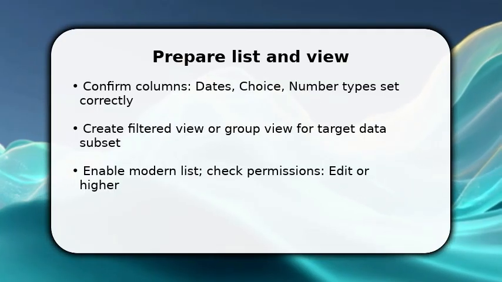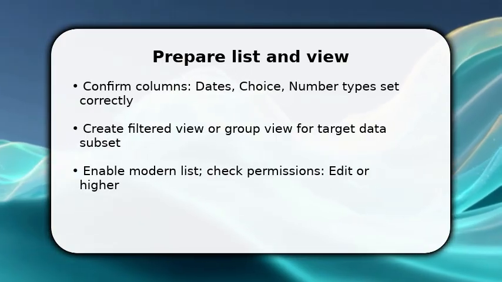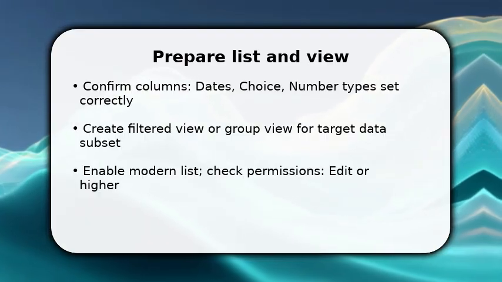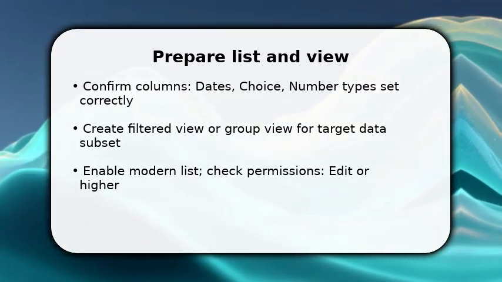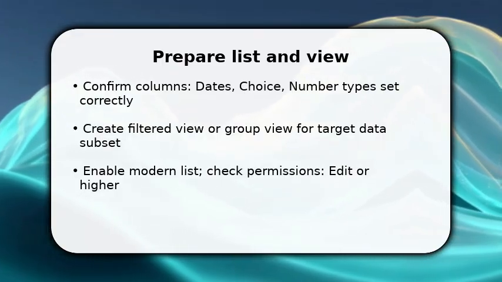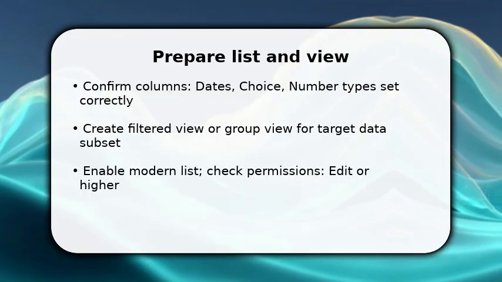You begin by verifying the data structure so the chart renders correctly. First, make sure key columns are typed as date, choice, or number. Charts rely on that. Once done, create a view that filters and groups the exact records you want to visualize, because charting on a focused view prevents clutter.